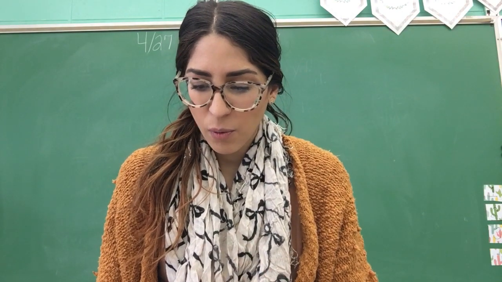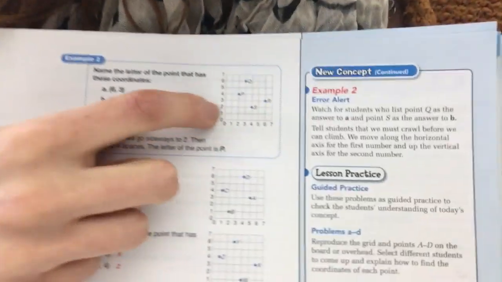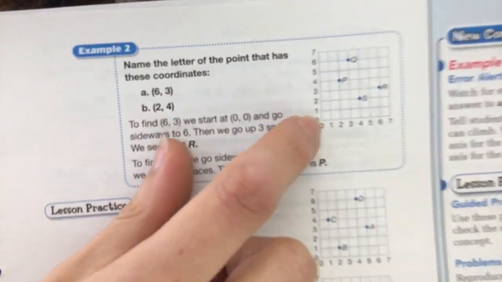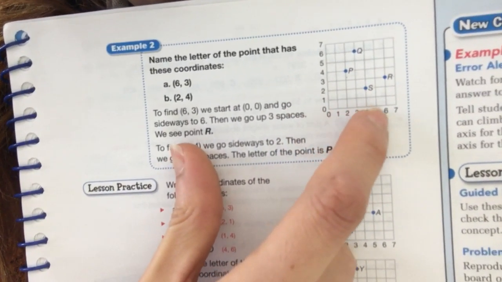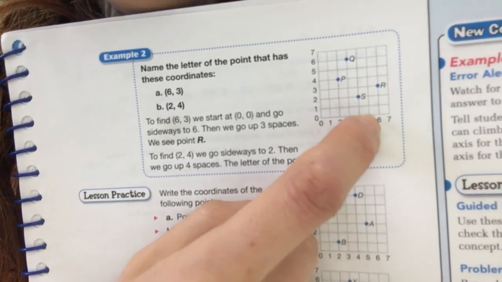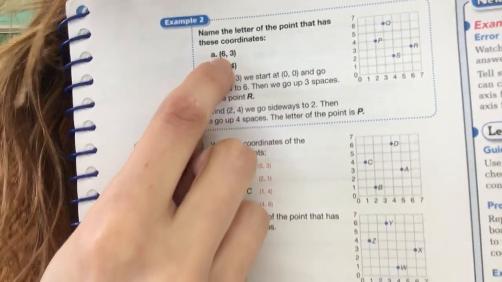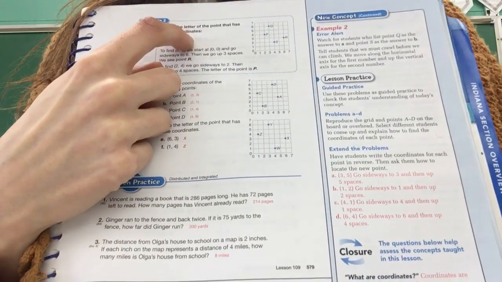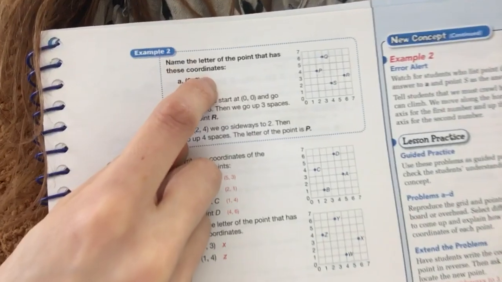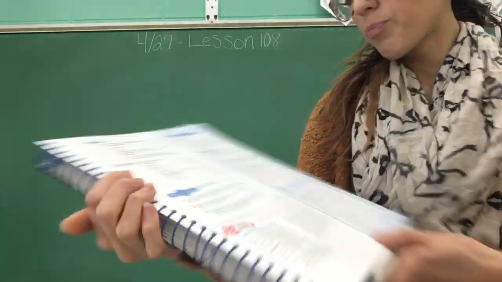So 6, move over to the right. And let's go ahead and do that right now. All right, so make sure we're paying attention. Starting at 0, 0. Okay? All right, so 1, 2, 3, 4, 5, 6. And then it's 3. Let's go up 3. 1, 2, 3. Okay, so our point is R. That's right. So our answer for A is R. Point R. So you would say point R. Okay? Point R.